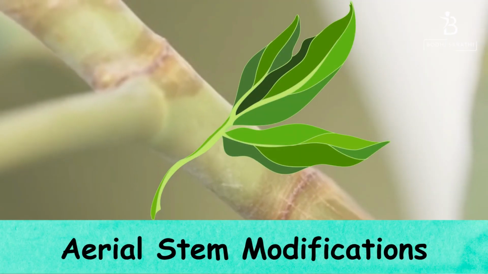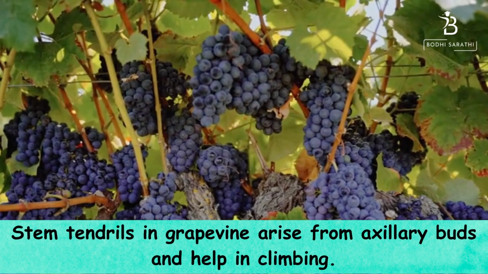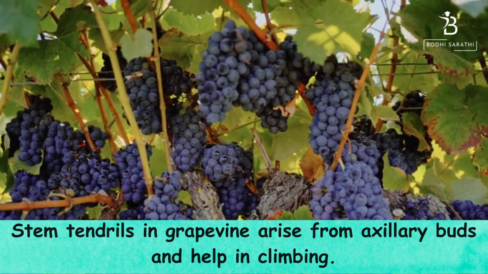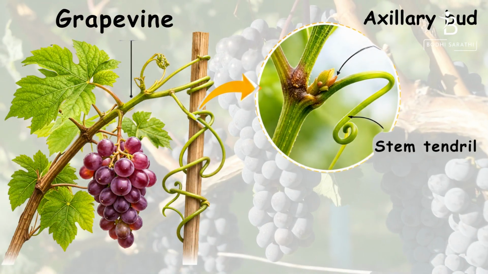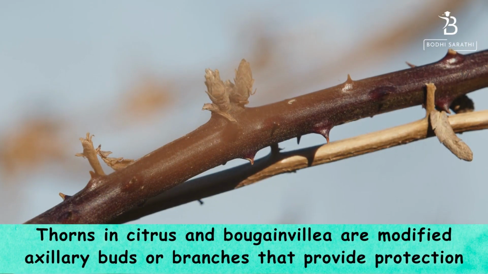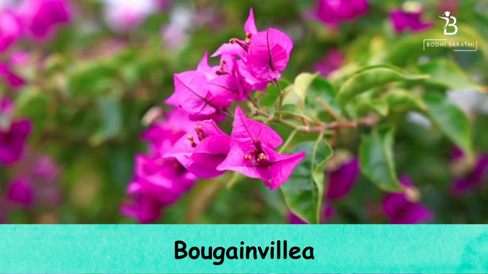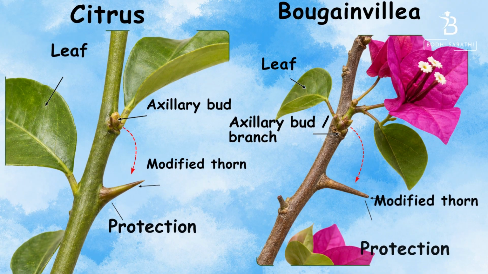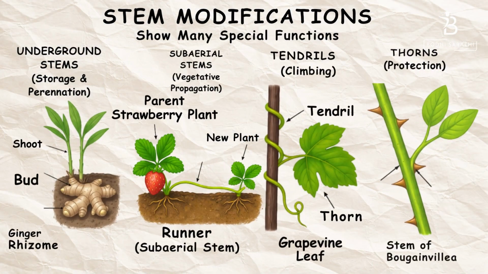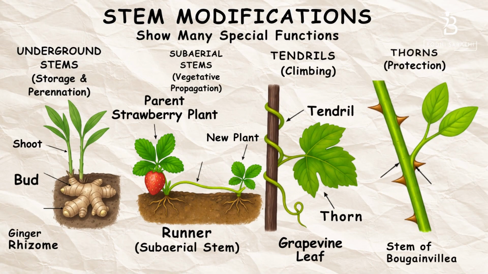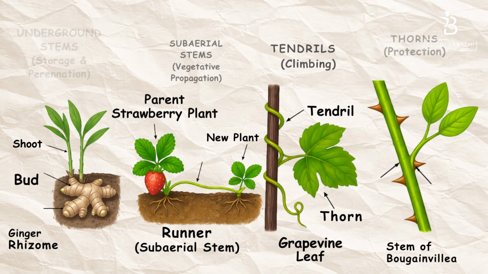Aerial stem modifications: stem tendrils in grapevine arise from axillary buds and help in climbing. Thorns in citrus and bougainvillea are modified axillary buds or branches that provide protection. Thus, stem modifications show how the stem performs many special functions.